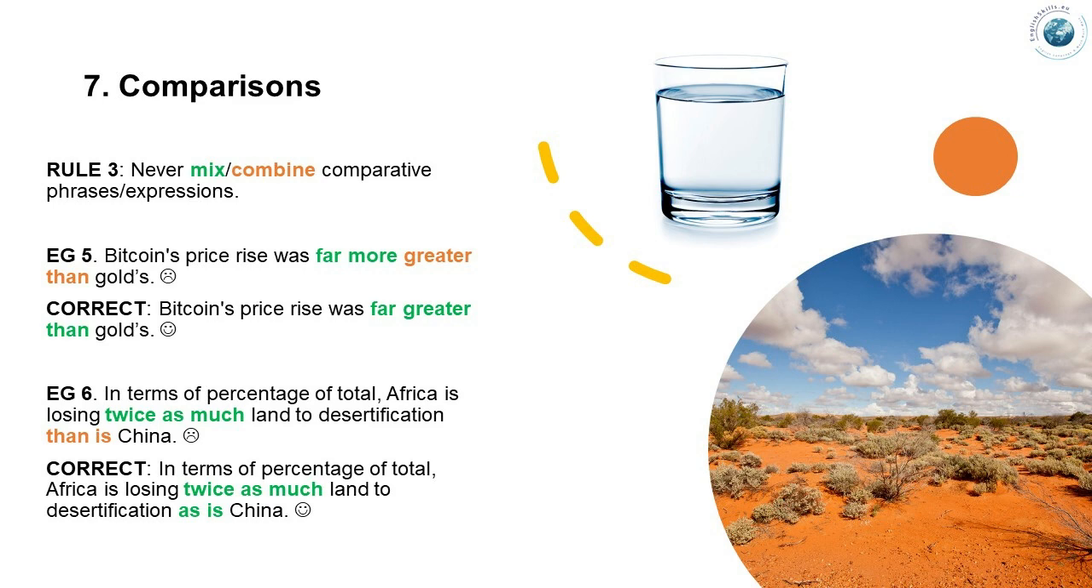Congrats to the king of crypto. Example 6. In terms of percentage of total, Africa is losing twice as much land to desertification than is China. Can you spot the mistake? Let's look at the correct version. In terms of percentage of total, Africa is losing twice as much land to desertification as is China. The comparative phrase is as much as. And in the incorrect version, the writer tried to say as much than. Again, no meaning is lost, but the sentence sounds awkward and unprofessional.